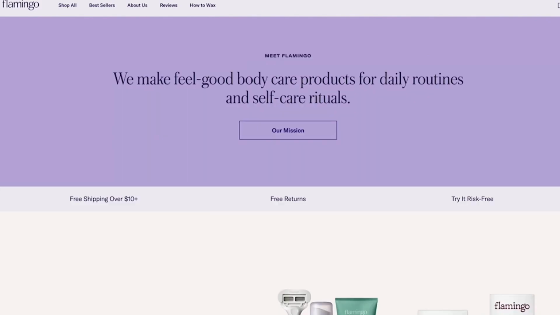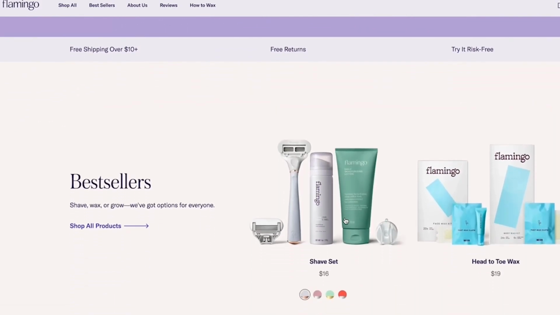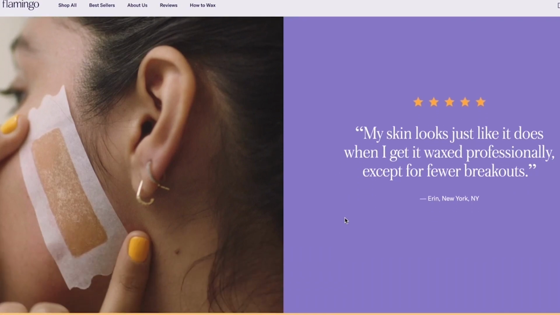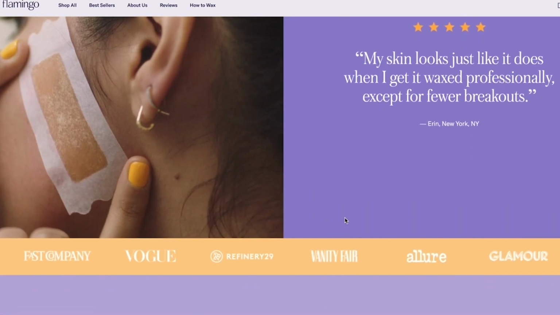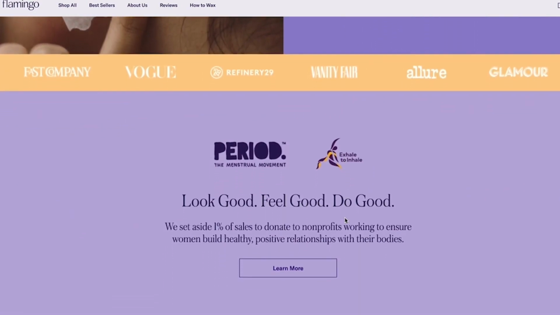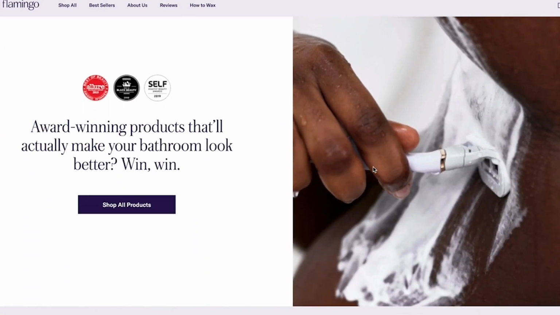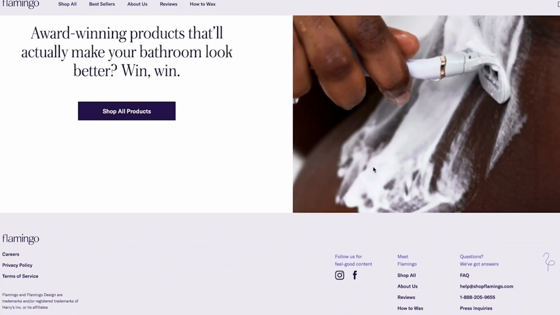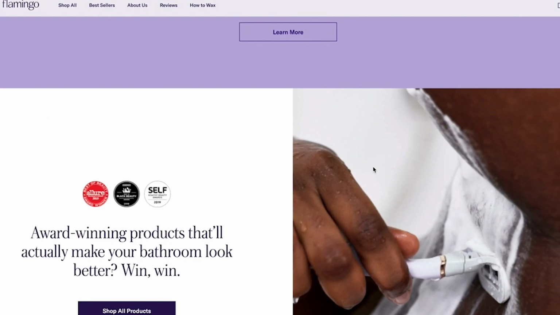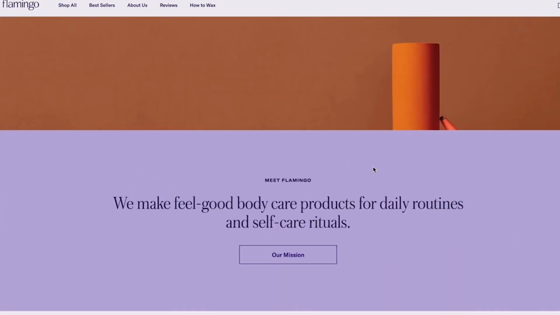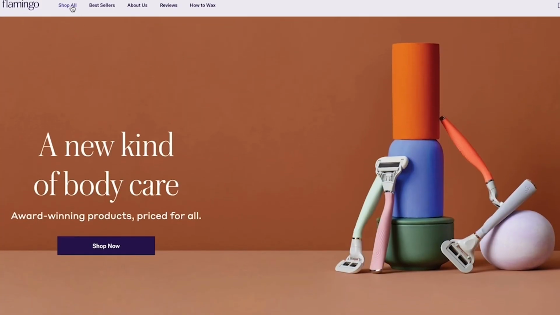Let's head on back to that homepage. Once again, more fun colors, really great pictures. Look good, feel good, do good. We set aside 1% of sales. We looked at that. Award-winning products again, so really tapping into, hey, you know, we know what we're doing.